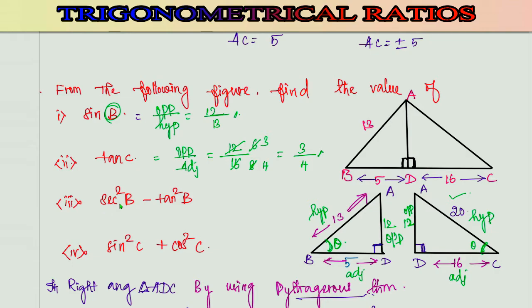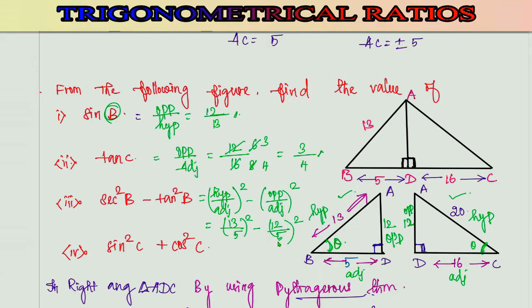Next is secant square B minus tan square B. B is the angle of reference, so you consider this triangle. The secant formula is hypotenuse side divided by adjacent side whole square, minus tan, which is opposite divided by adjacent, whole square. So hypotenuse side is 13 divided by adjacent 5 whole square, minus opposite 12 divided by adjacent side 5, so 12 by 5 whole square.